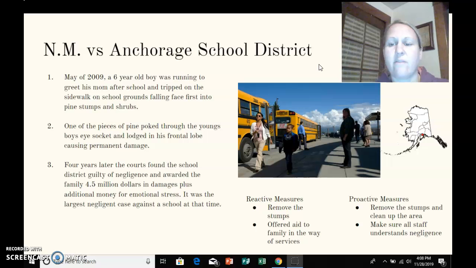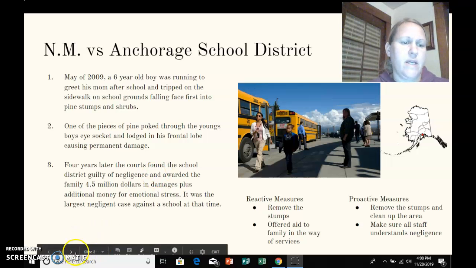As far as proactive measures, along the same lines, go ahead and remove the stumps. If you're already cutting stuff down and cleaning up the area, why wouldn't you go a step farther and remove the stumps and all the shrubs and the little droppings to make it a safer place? And lastly, make sure all the staff and stakeholders understand negligence and all that it entails, and what could happen if we aren't doing our duty to ensure the safety of others.